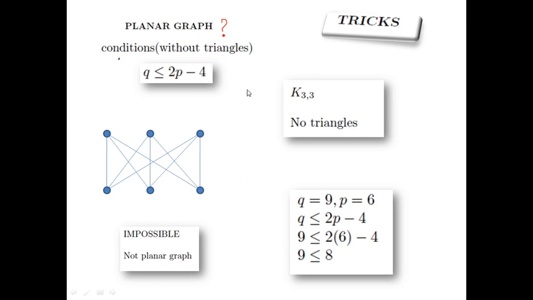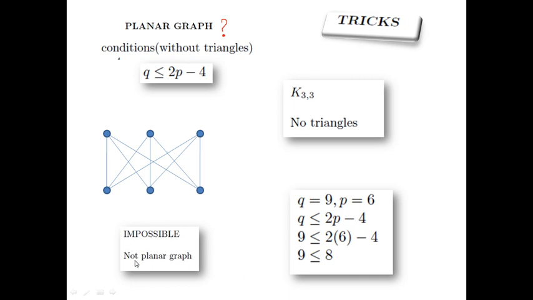If it contains triangles or cycles, anything, then you have to go to the last slide and prove the three conditions. But if it contains no triangles, just use this method, Q less than or equal to 2P minus 4. Q represents the number of edges, P represents the number of vertices. So here Q is equal to 9, that is number of edges, P is equal to 6. Just apply this condition, Q less than or equal to 2P minus 4, substitute the values, you will get 9 less than or equal to 8.